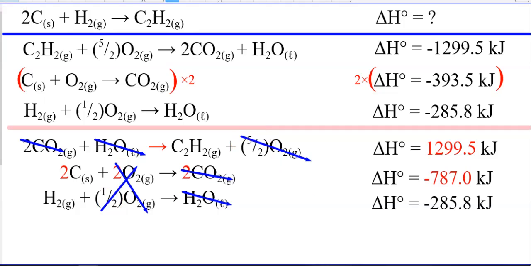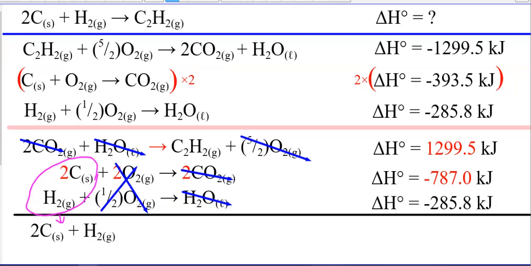And so therefore all of my oxygens actually cancel out, right? I have 2.5 oxygen on my reactant side. I have 2.5 oxygen on my product side up here, and then I just cancel those out. Then all you have left to do is just write out what's left, right? So I have 2 carbons. I have one hydrogen rather.